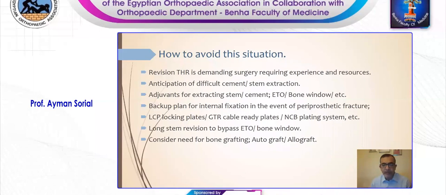Have a backup plan for internal fixation in the event of a periprosthetic fracture, an LCP plate or NCB plating system that needs to be there just in case. And if you're doing a bone window or an ETO, you can always consider utilizing a longer stem to bypass the area where you've done your osteotomy. Consider the need for bone grafting as well. That's rather important.